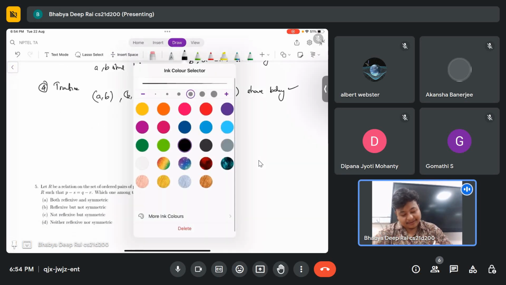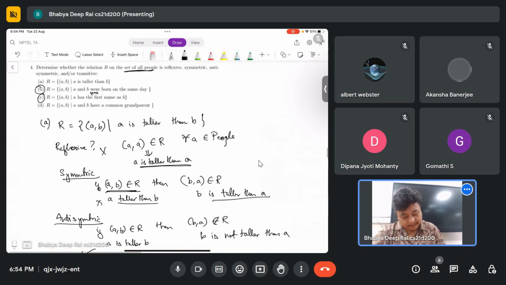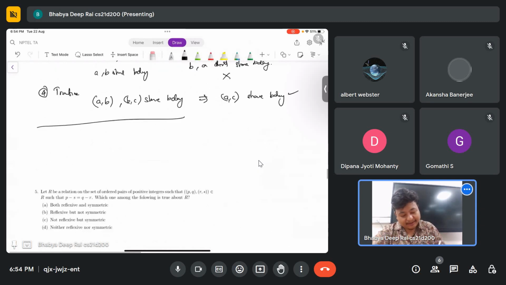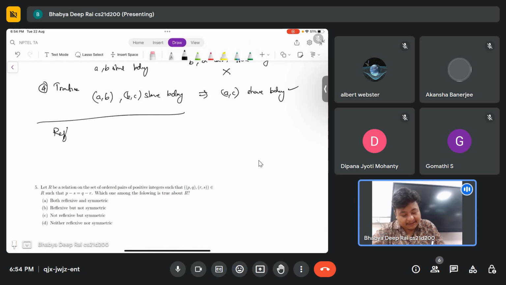Let's see. The question is, A has the same first name as B. So, reflexive. Firstly, we can just directly see that A always obviously has the same first name as himself. Like Akanksha has her first name as Akanksha, Gomati has her first name as Gomati, and so on. So it is reflexive, obviously. Symmetric. If A has the same first name as B, then B also has the same first name as A. So it is symmetric also.